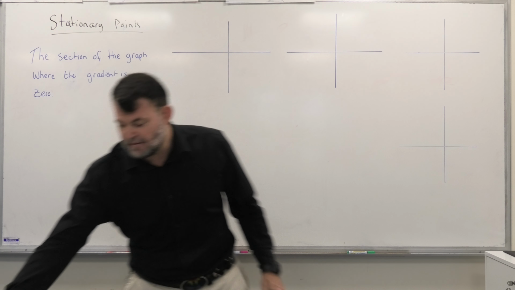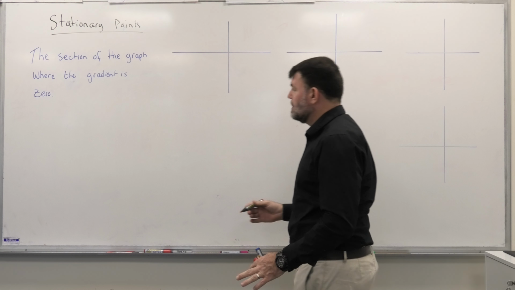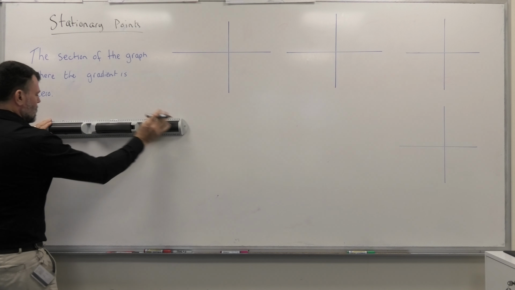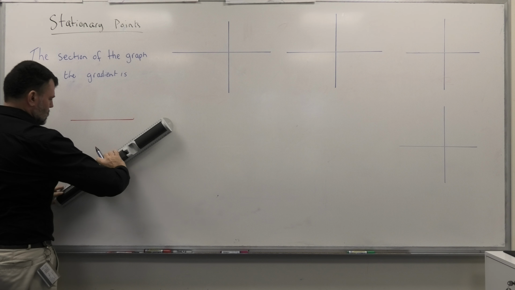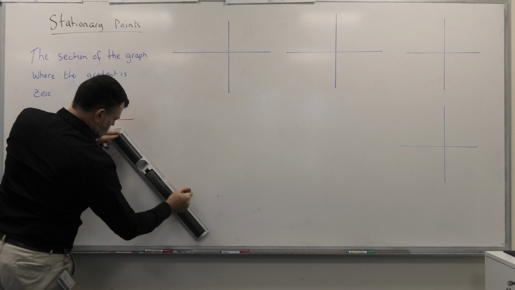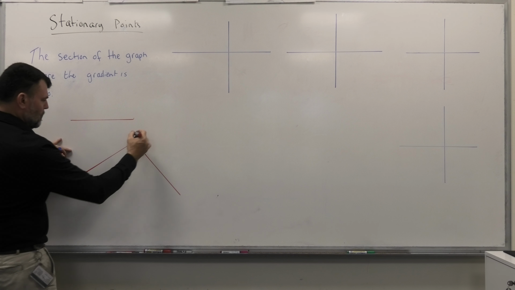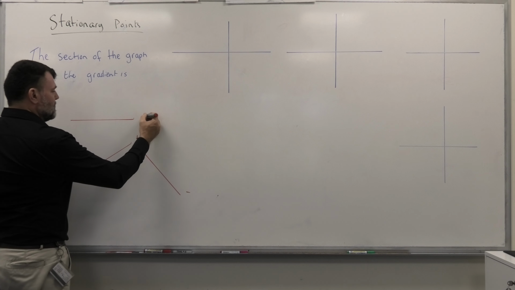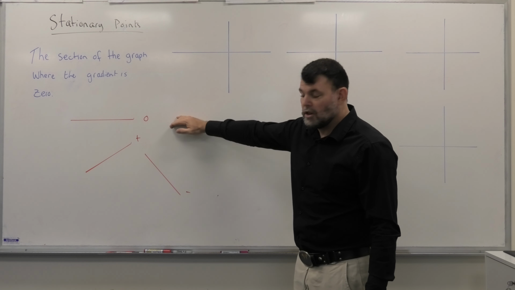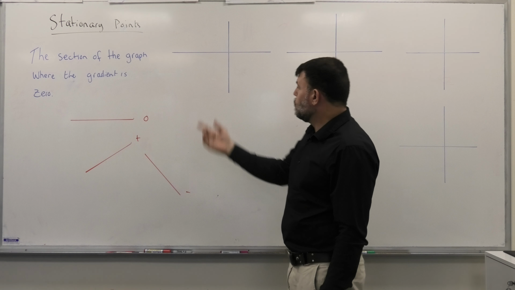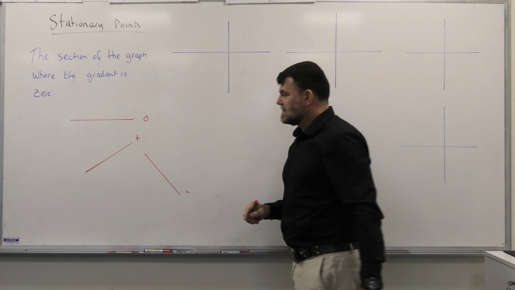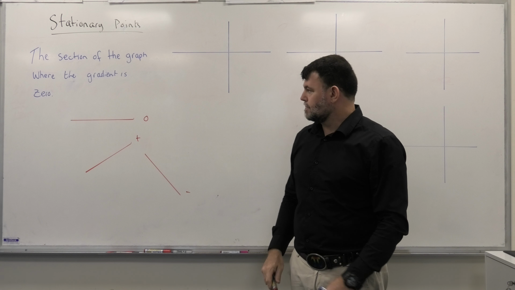So we know when we have a zero gradient, if we go back to what we know in terms of gradients, we know that we have three types of gradients. We have our positive gradient, we have our negative gradient, and then we have our zero gradient. And these are the gradients that we're trying to look for when we're finding stationary points. So where on the graph can we have a tangent line that represents a zero gradient?